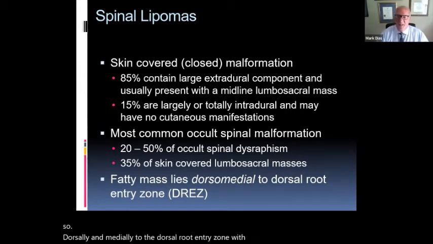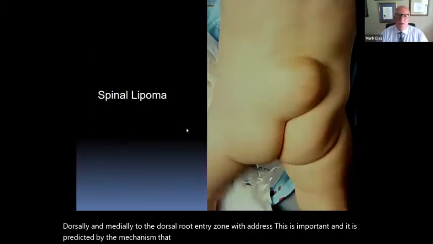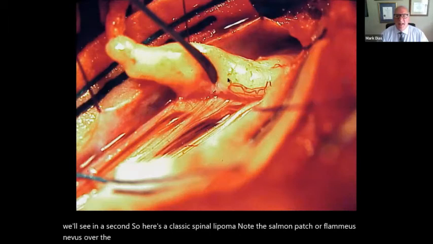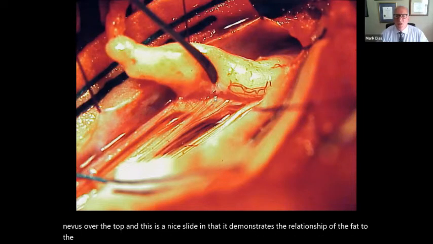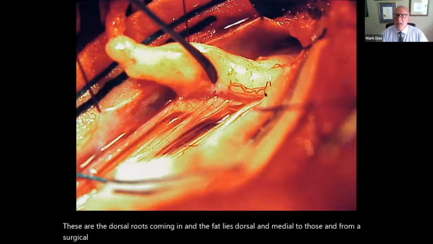This is important and is predicted by the mechanism that Dave McClone initially proposed for these malformations, as we'll see in a second. So here's a classic spinal lipoma. Note the salmon patch or nevus flammeus over the top. And this is a nice slide in that it demonstrates the relationship of the fat to the dorsal root entry zones here. These are the dorsal roots coming in, and the fat lies dorsal and medial to those.